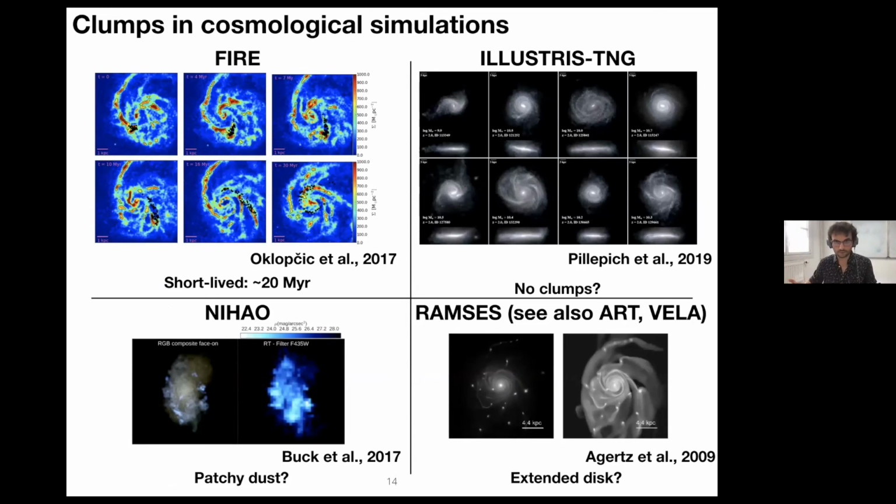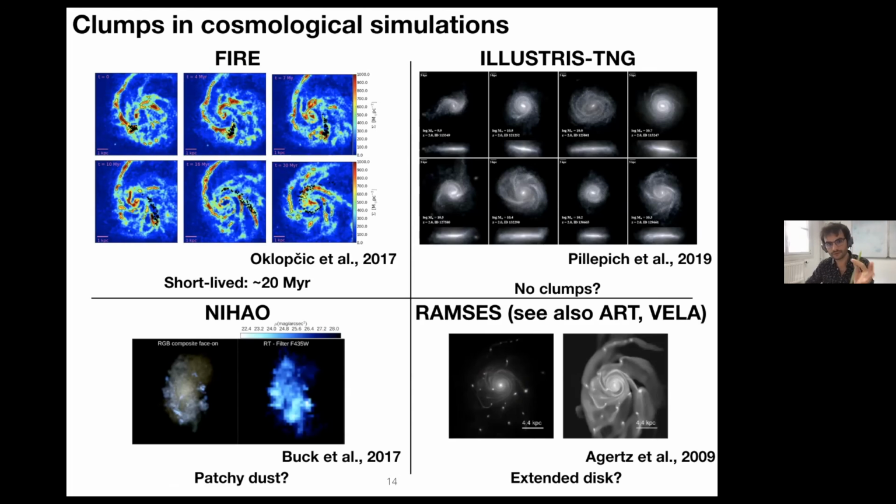So here you have the full panel, FIRE simulations on the top left. In this simulation, clumps only live 20 mega years. On the top right, IllustrisTNG, there are no clumps at all. The NIHAO simulations, this paper from Buck et al., said that they see clumps only in the light, so they infer that it might be due to patchy dust distributions. But in some RAMSES simulations, but also simulations using ART or the VELA simulations, we see some clumps. But I will not extend too much on this subject.